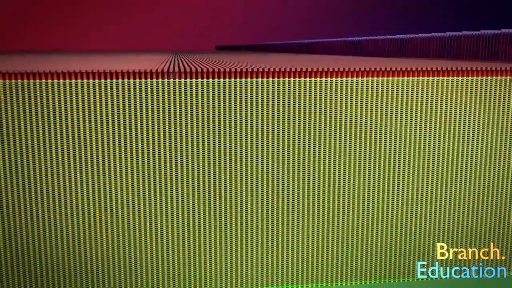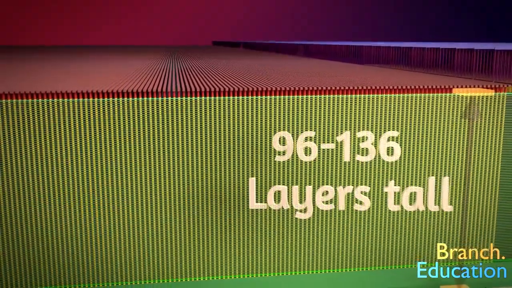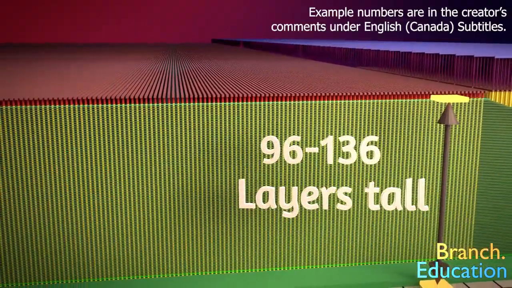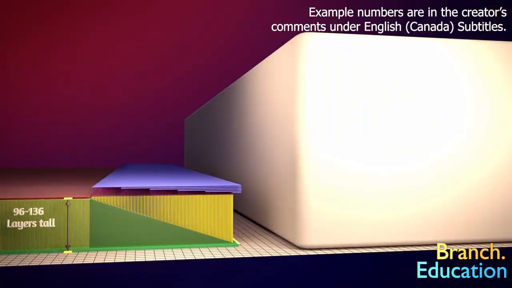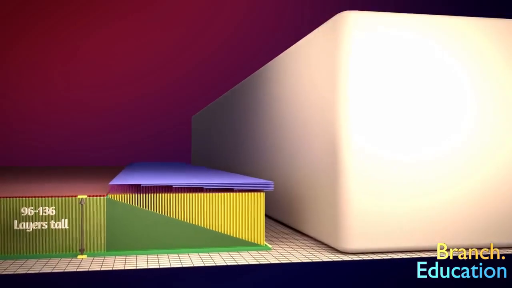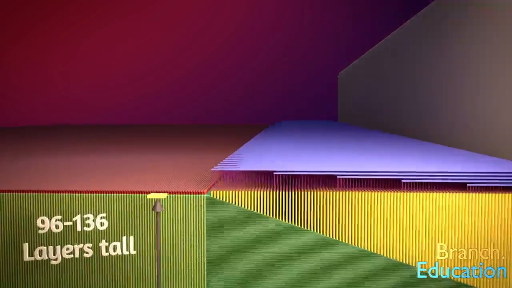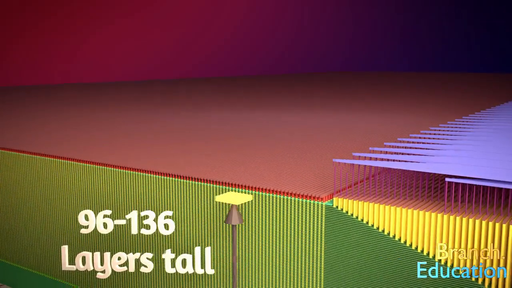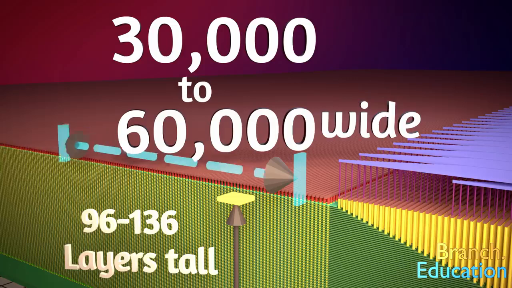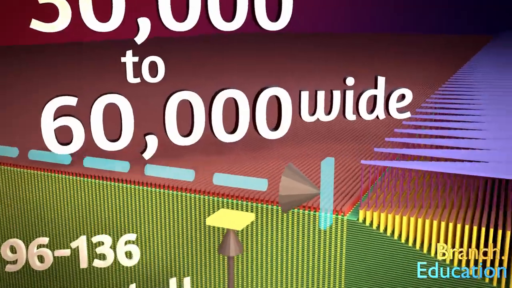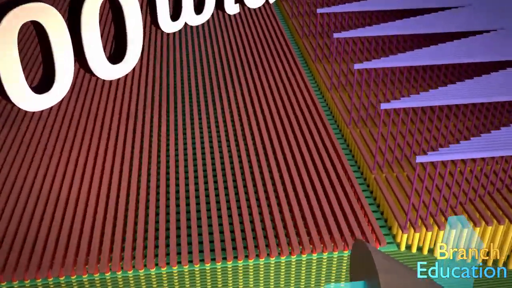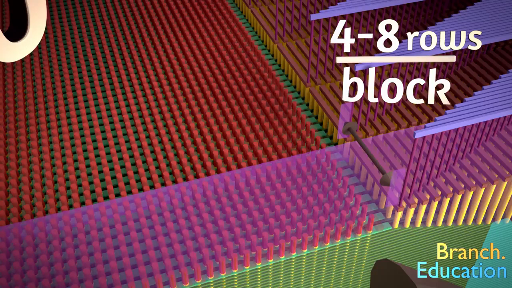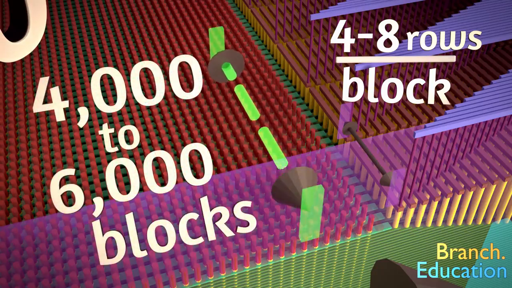The latest designs utilize not 10 layers as in the example, but rather somewhere around 96 to 136 layers tall. Here's a single sheet of paper, so you can get a sense of the approximate height of these stacks of memory cells. Now that we understand the height, let's think about the width. A page is around 30,000 to 60,000 adjacent memory cells wide. That means there are 30,000 to 60,000 bit lines in our information superhighway. Blocks are every 4 to 8 rows, and there are around 4,000 to 6,000 blocks.